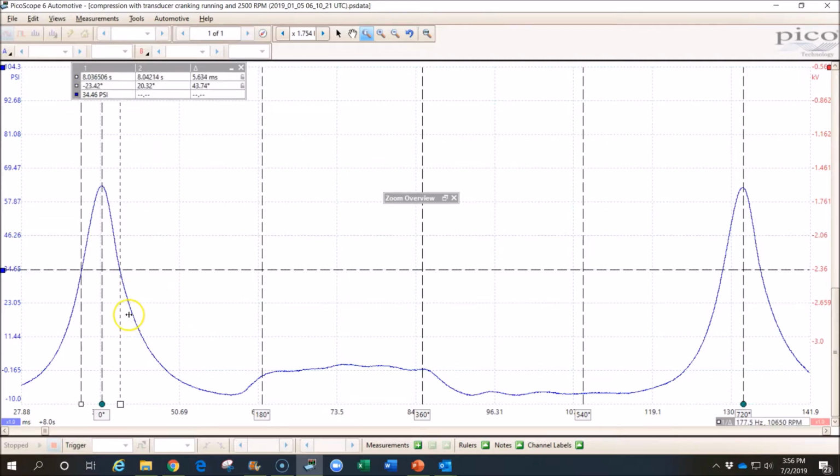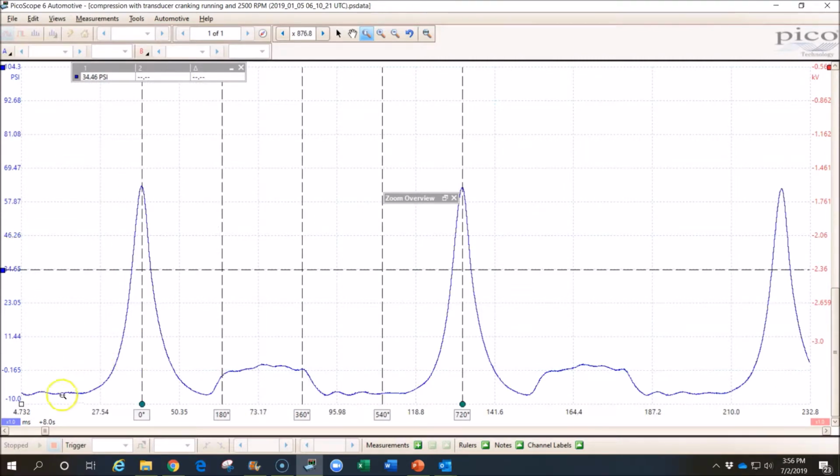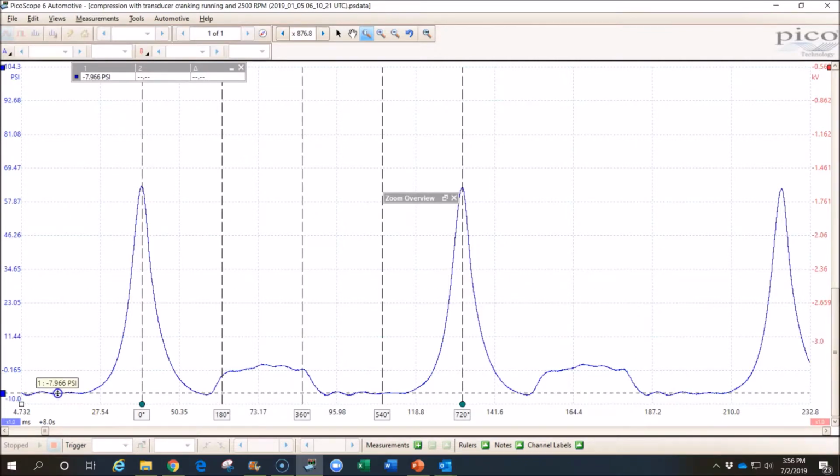Another thing that you can see on the rise and fall of this compression is that it should be about equal, which means the point that we started at should be very close to the point that we end at. If this trough here is significantly lower than this trough, or if these are uneven, that also indicates that we have a compression issue in that cylinder.